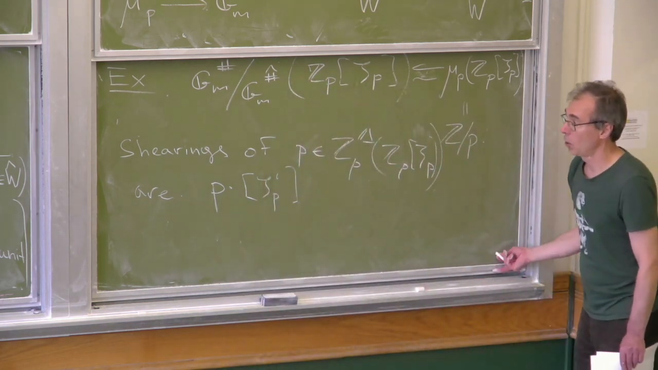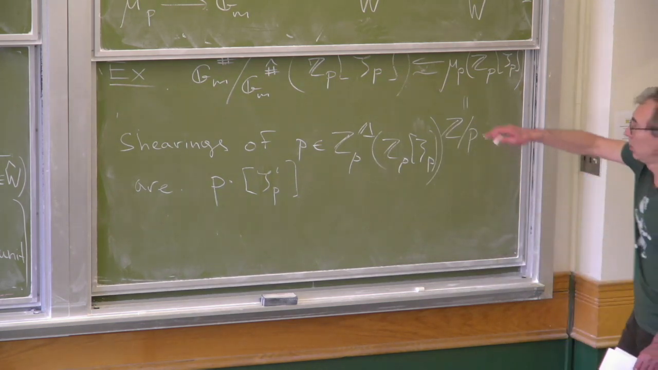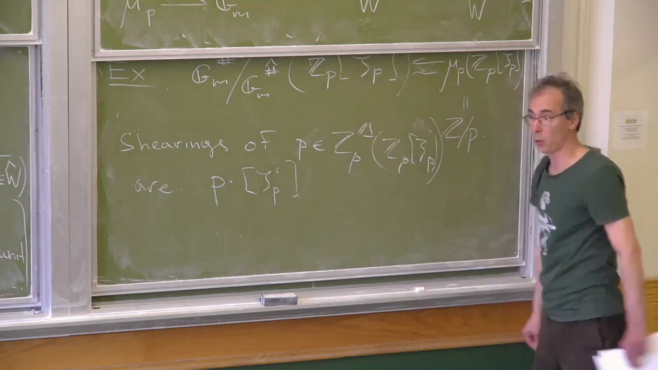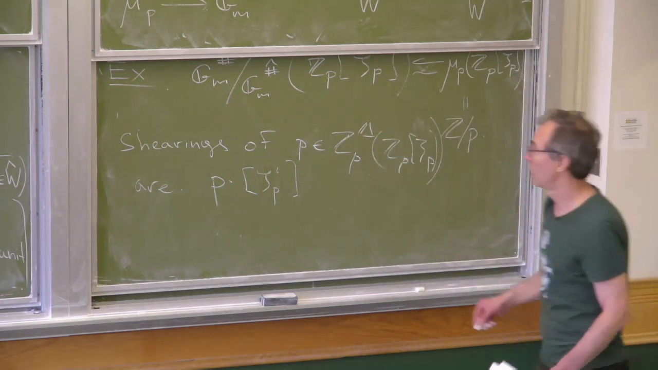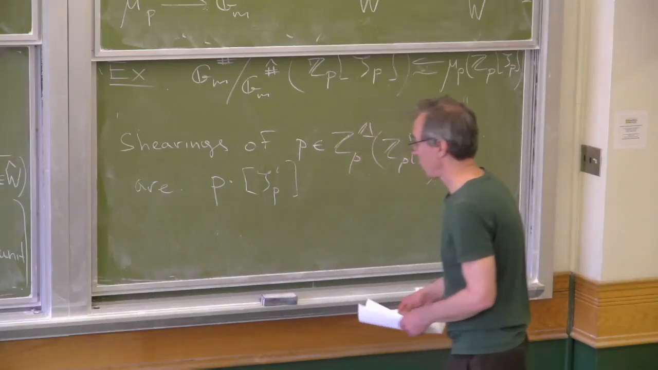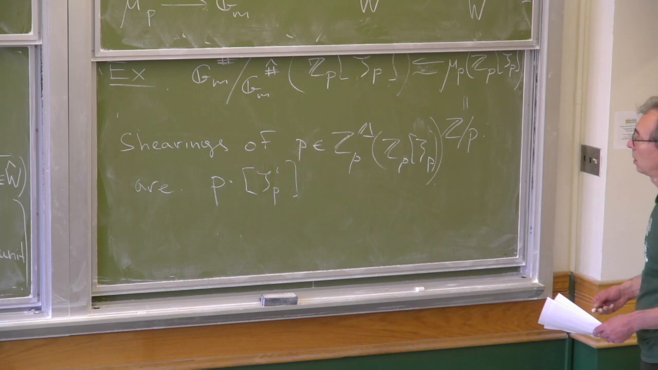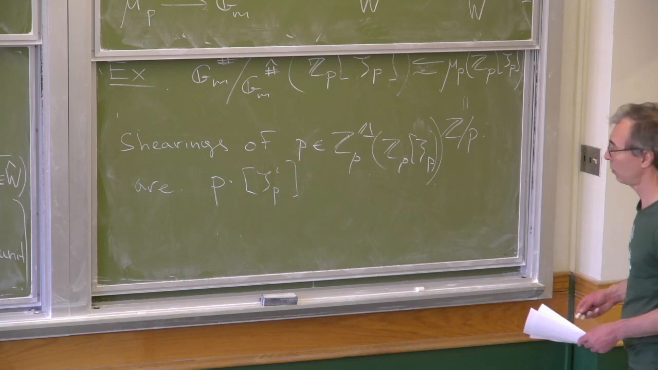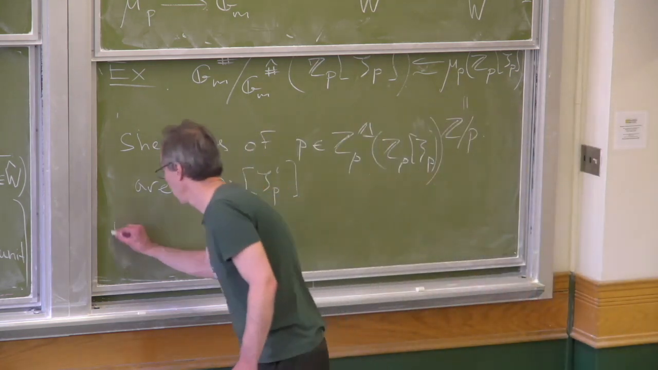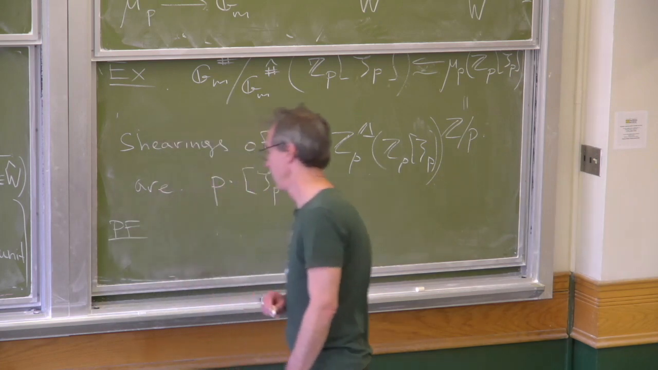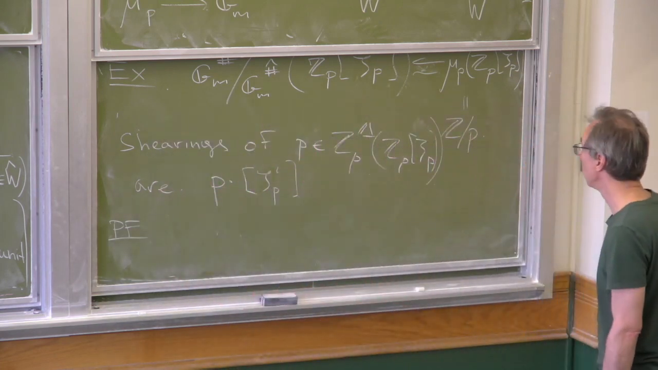Okay, so for instance, when p is 2, this is already Z_p, so you get 2 shearings. Okay, so is this an example or an exercise? Well, both. I will explain an idea of the proof.